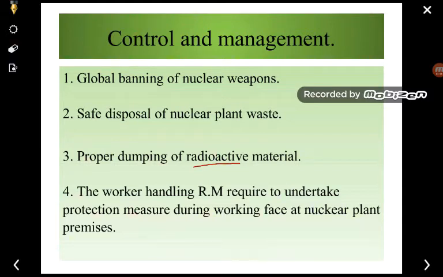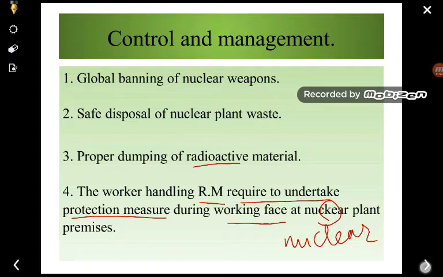And next is the worker who is handling the radioactive material. RN means nothing but the radioactive material. The worker who is handling the radioactive materials is required to undertake protection measures. The workers who are working in the premises of radioactive material must work with certain safety measures during the working hours in the nuclear power plant premises.